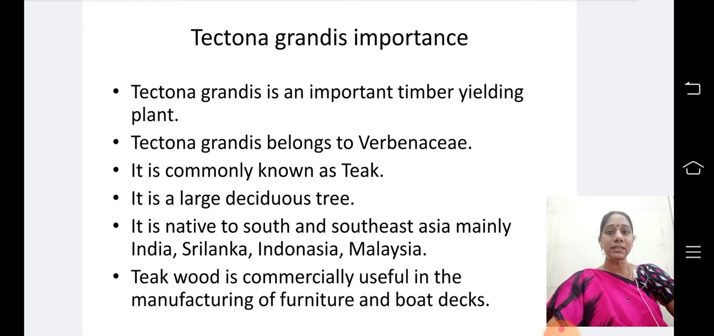So coming to the cultivation, it grows on different types of soils. 26 to 30 degrees temperature is the optimum temperature for this plant cultivation. Rainfall we need 130 to 300 centimeters. Frost is very harmful to teak plant cultivation. The seedlings are about 30 centimeters. At that time these are transplanted.